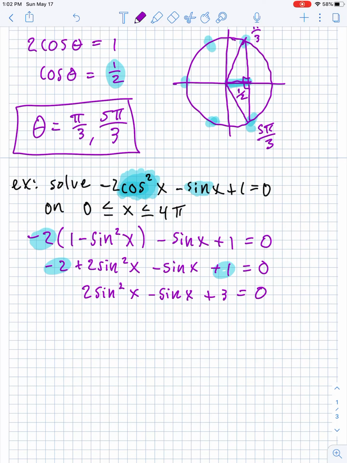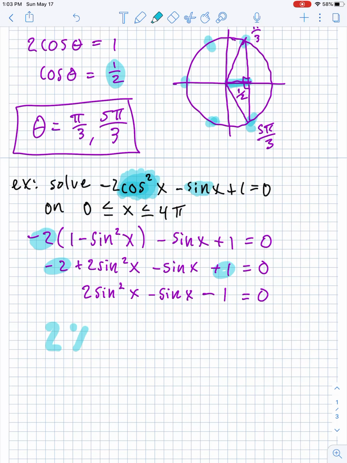Now, you guys, at this point, wait, did I do that wrong? Yep, I did that wrong. -2 plus 1 is a -1. So 2 sine squared x minus sine x minus 1 is equal to 0. Okay, you guys, what I've rewritten it as is a sneaky quadratic. It's really like this, and here I'll write it in highlighter and then get rid of it.